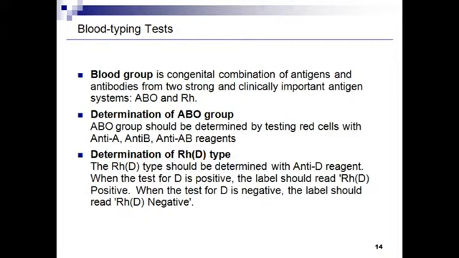Determination of RH or D-type, determination of the Rhesus factor. The Rhesus type should be determined with anti-D reagent. When the test for D is positive, the label should read RH positive. When the test for D is negative, the label should read RH negative. When antigen D is present on erythrocytes, the patient should be considered RH positive.